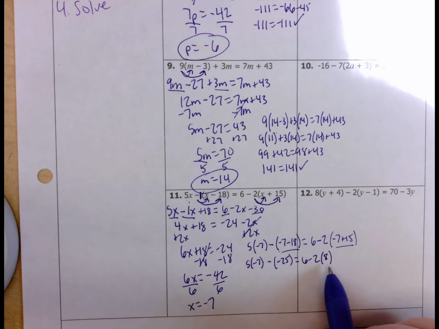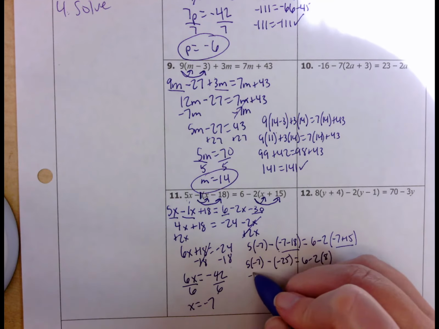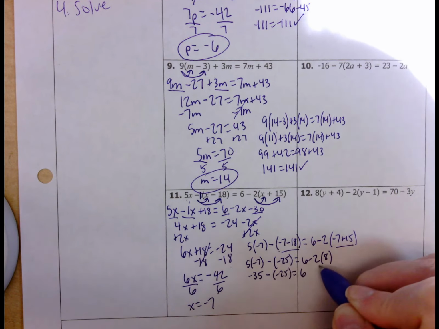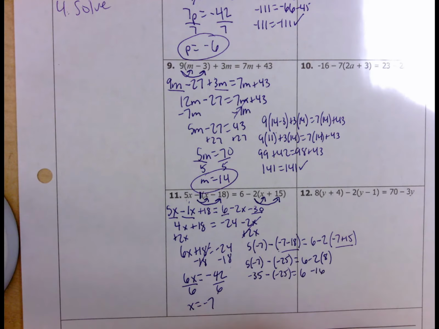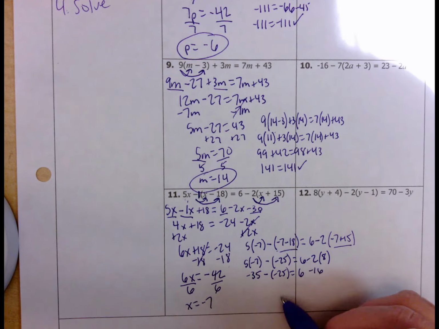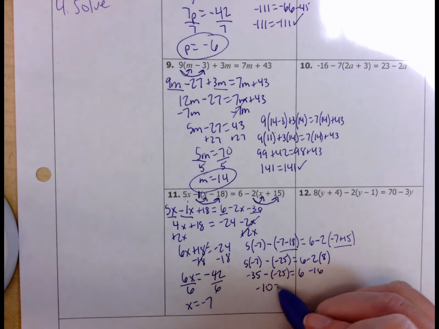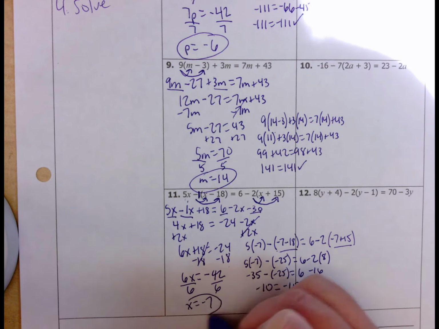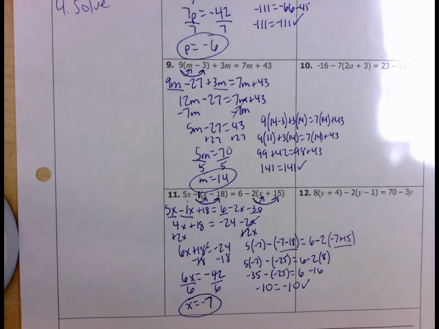Okay, now we're going to take care of the multiplication. So 5 times negative 7 is negative 35. And negative 2 times 8 is negative 16. And now we're going to finish this out and double check to make sure we got the correct answer. So negative 35 minus a negative 25, if you plug that into the calculator, it comes out to be negative 10. And 6 minus 16 also comes out to be negative 10. So because of that, we know this is the correct answer.